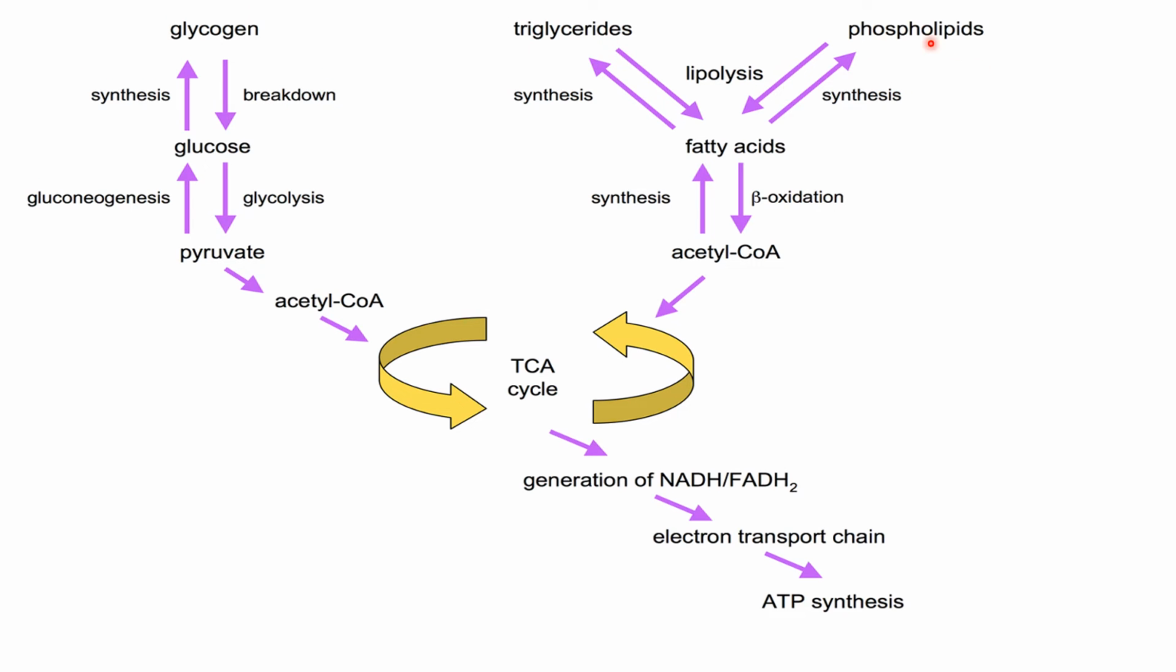Triglycerides, phospholipids. They can synthesize the fatty acids. Then these fatty acids undergo beta oxidation, formation of acetyl-CoA, TCA cycle, and generation of NADH and FADH2. And then it enters the electron transport chain and produces a lot of energy.